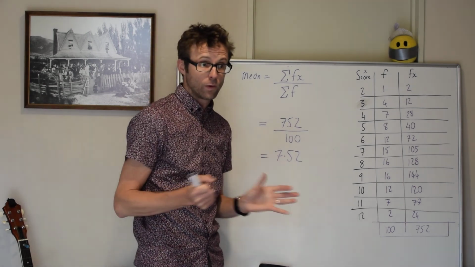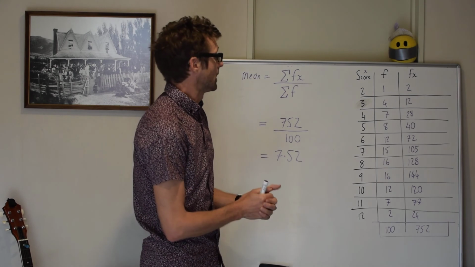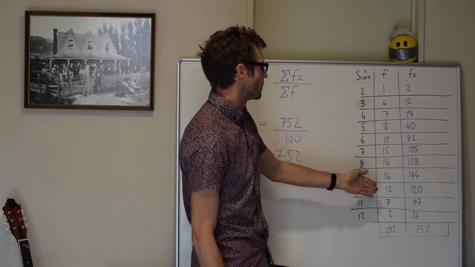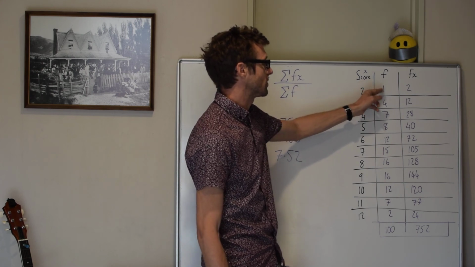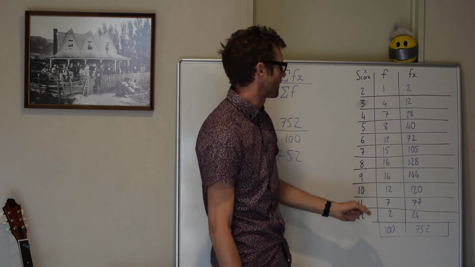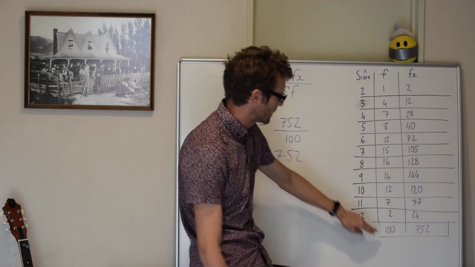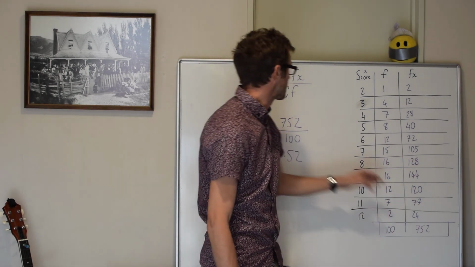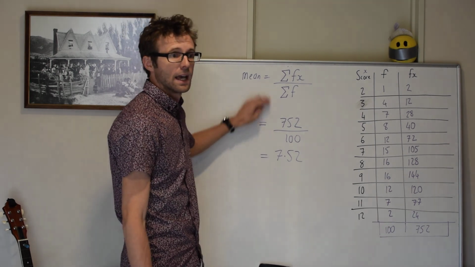So quick review of what we've done here. This is a technique we use when we've got a lot of data. We have the scores, the frequency of those scores. Instead of adding them individually, we go score times its frequency to get fx. We do that for all of our scores. Then we add all of our frequency together to get sum of f. We add all of our fx values together to get sum of fx. Then we put it into the formula and find our mean.